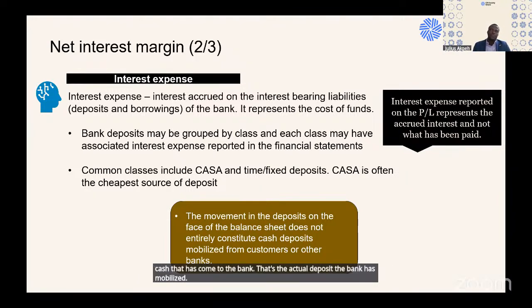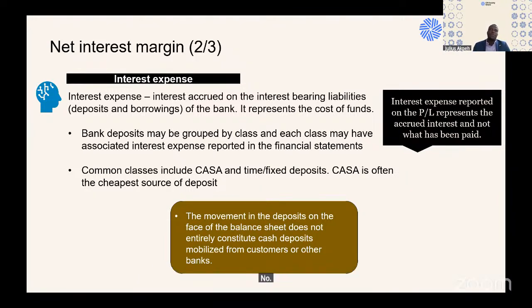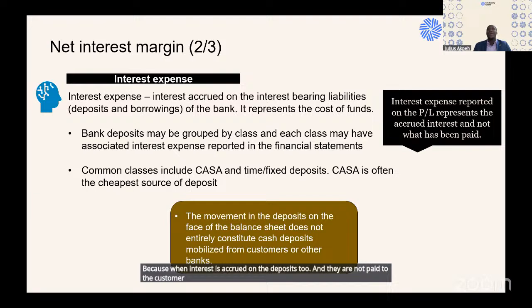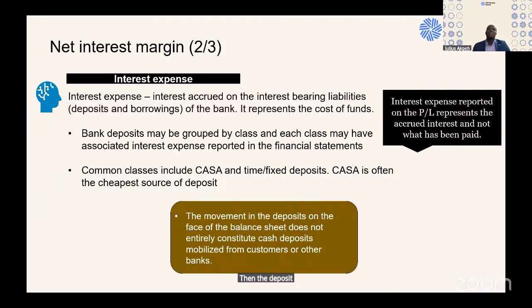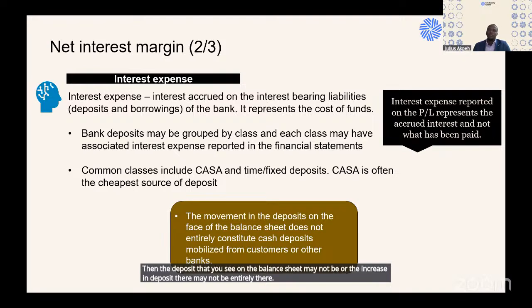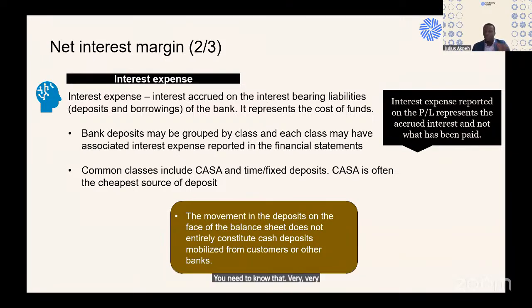No. That may be wrong. Because when interest is accrued on the deposits too, and they are not paid to the customer, or there's a delay in the payment or anything of that sort, then the deposit that you see on the balance sheet, or the increase in deposit there, may not be entirely the deposits mobilized from the public. You need to know that. Very, very important. And we are going to model all these things out, right? So it's going to be easier.